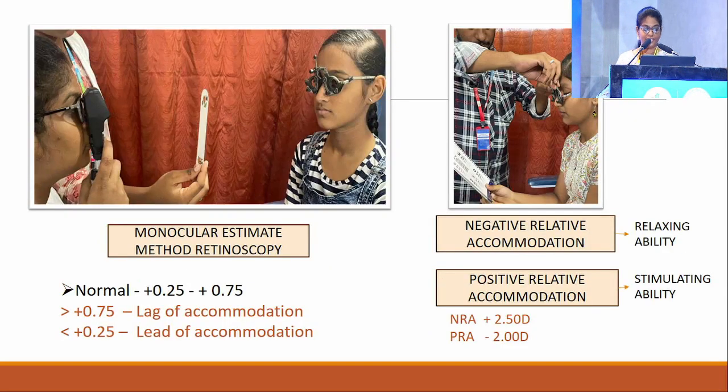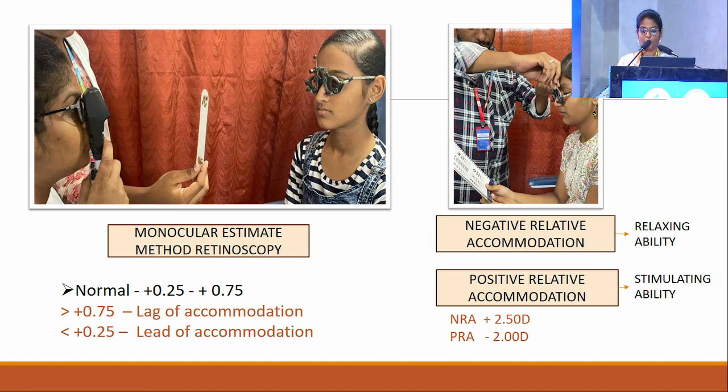Now, monocular estimate method retinoscopy gives the accommodative response while looking at a near target. This is performed by placing a near vision target at 40 centimeters and performing the retinoscopy. The normal values are 0.25 to plus 0.75. When it is more than 0.75, that denotes a lag of accommodation, and when it is less than 0.25, that denotes a lead of accommodation.